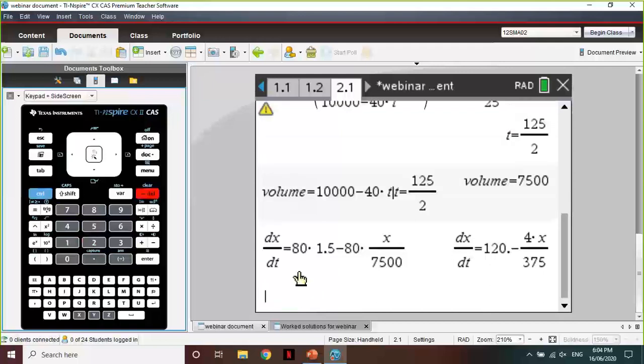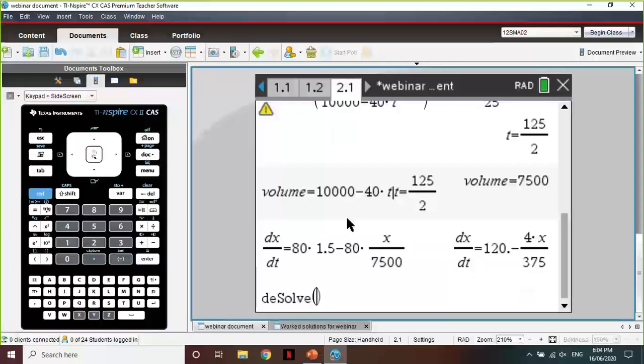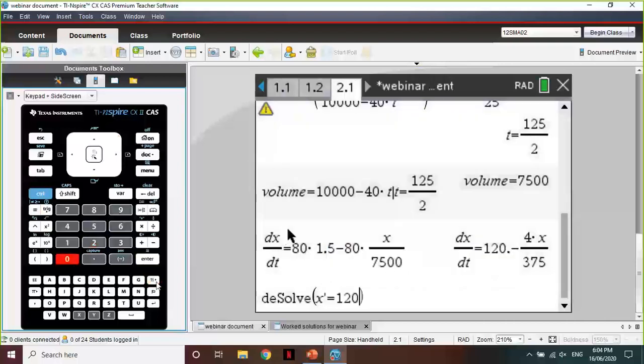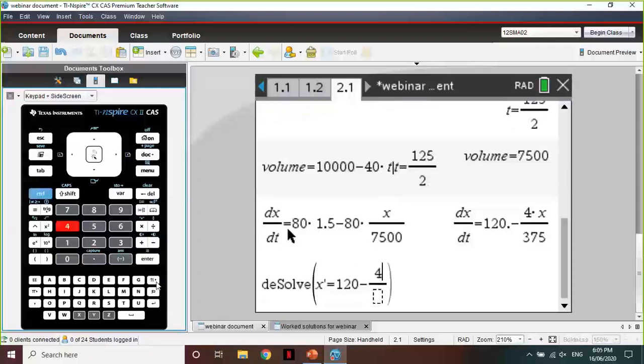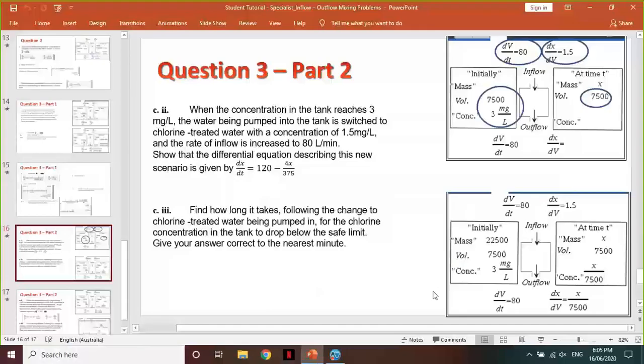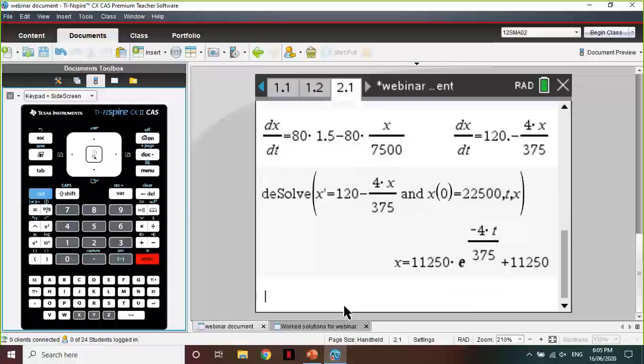Just like before, we're going to be solving a differential equation. So we can use our dSolve from before. Our x prime is equal to 120 minus 4 times x over 375. We just put in our initial condition once again, and we had our initial mass from our table, which was 22,500. So we can type that in, comma t, comma x. And there's our x in terms of t.